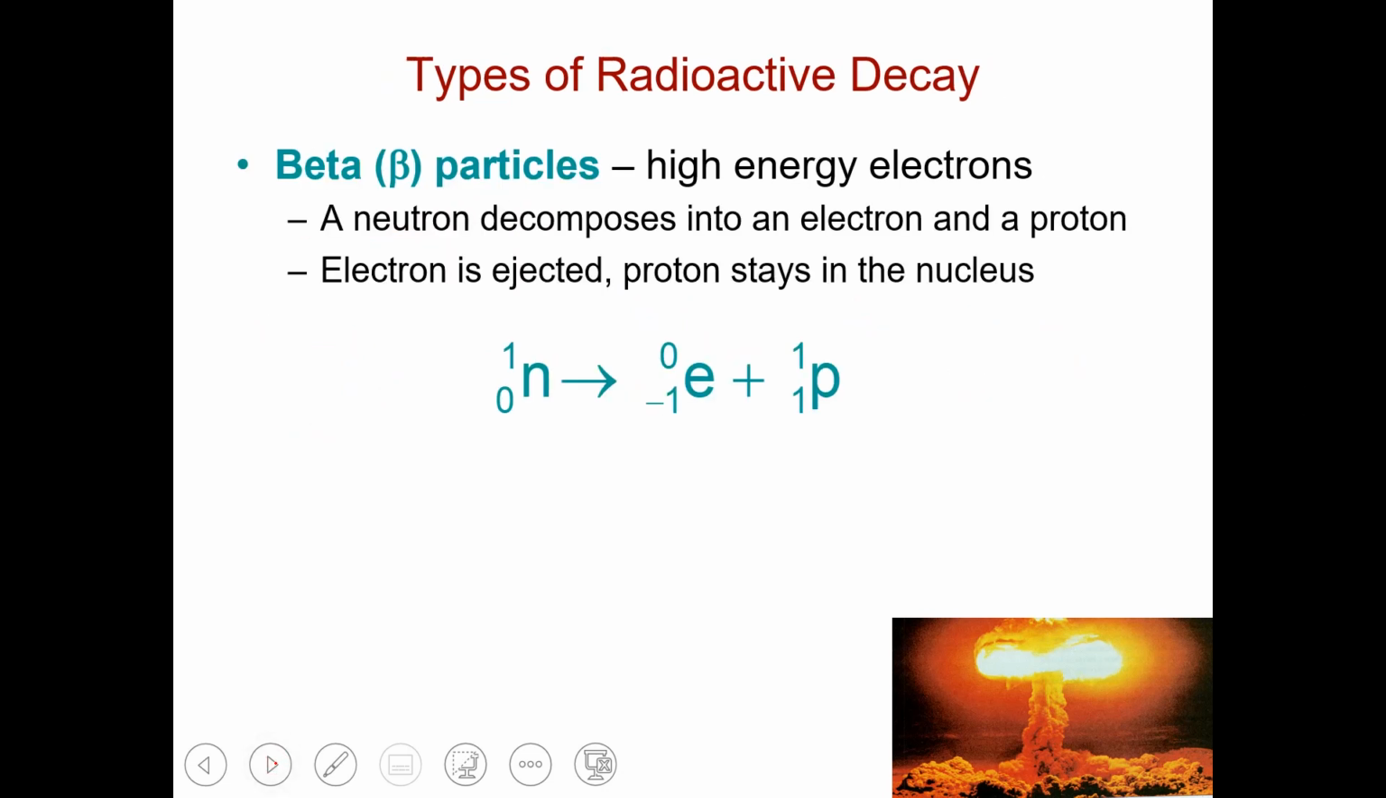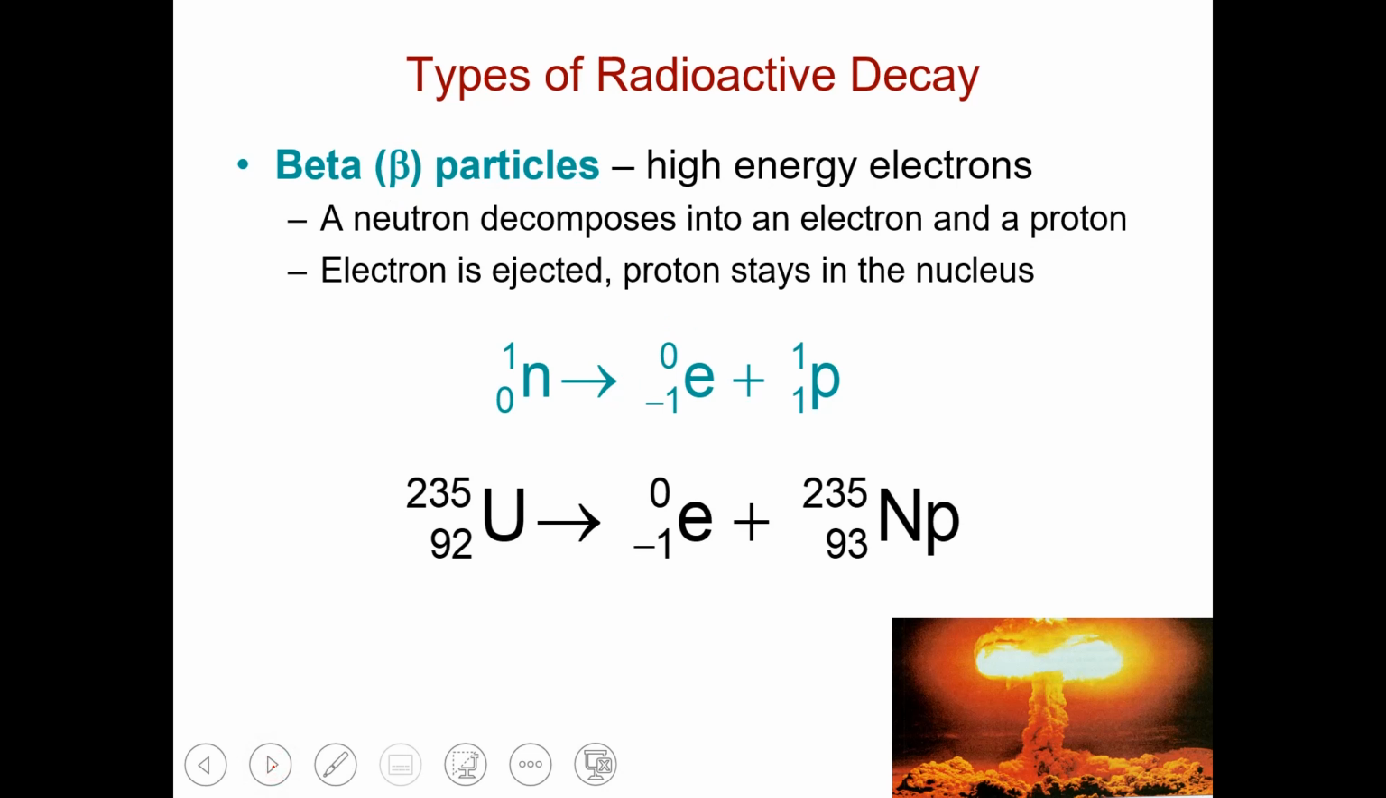So another type of radioactive decay, we release beta particles. And the symbol that we use for beta is the Greek letter beta. Or we can represent this as an electron, because that's essentially what a beta particle is, a high energy electron. So what happens is that a neutron decomposes into an electron and a proton. The electron gets ejected and the proton stays in the nucleus.